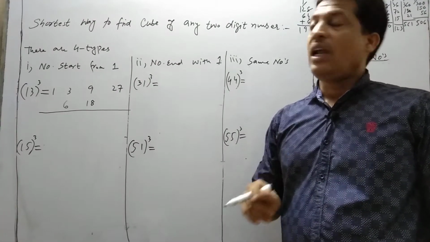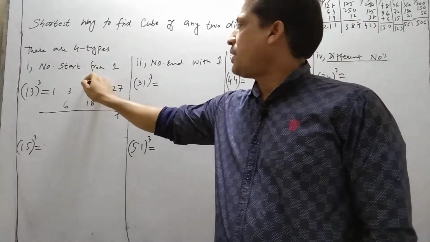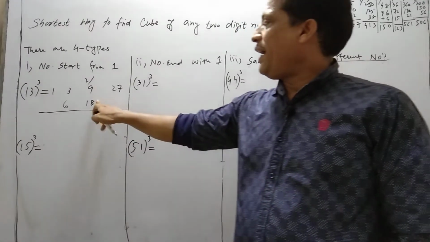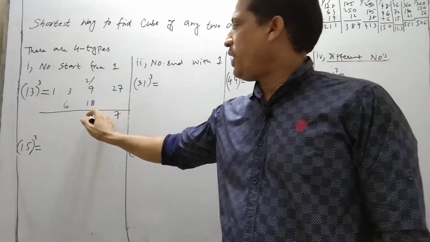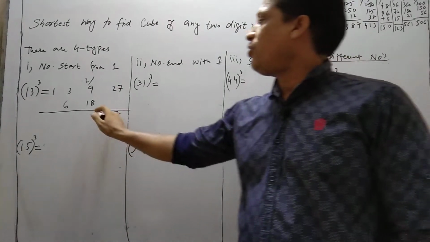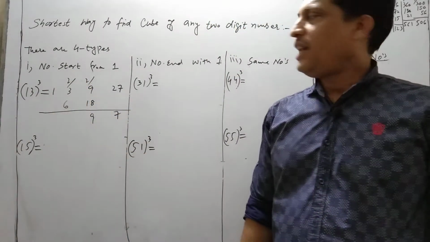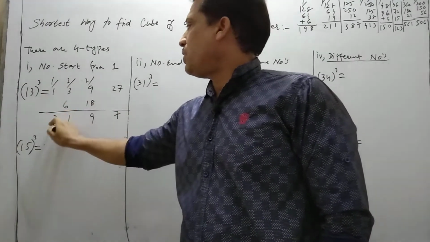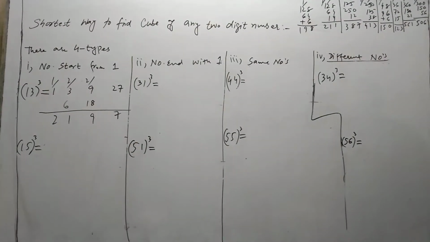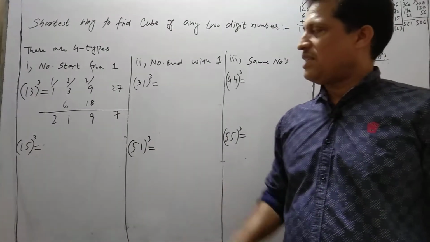But keep in mind, always write only the first digit, and this 2 is carried forward. 18 plus 9 is 27, 27 plus 2 is 29. But you don't write it all, you write 9 and carry forward 2. 6 plus 3 is 9, 9 plus 2 is 11. Write 1, carry forward 1. 1 plus 1 is 2. So 2197 is the cube of 13. I hope you understand. It's very easy.